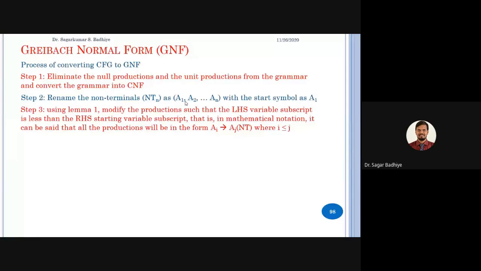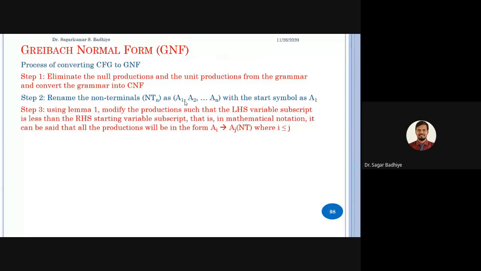If it is less than the right hand side variable, that is the leftmost symbol on the right hand side and the left hand side symbol. If the subscript of the left hand side symbol is less than or equal to the subscript of the leftmost symbol on the right hand side, then well and good, we will not do anything, right?